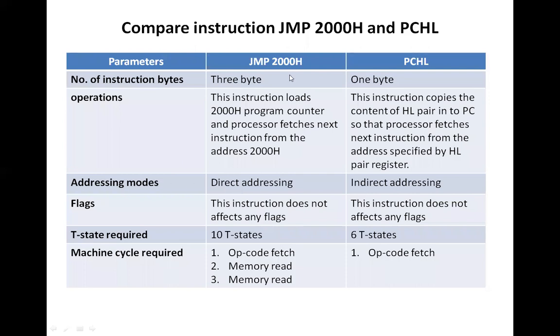As for addressing modes, this is direct addressing mode because the address is defined directly within the instruction. But this is indirect addressing because we don't define the address, but we define the location of the address. We are saying that HL pair contains the address, but we are not defining the address because we don't know the content of HL pair. That is why it is indirect addressing. Now both the instructions belong to the data transfer group, so neither is going to affect any flag.